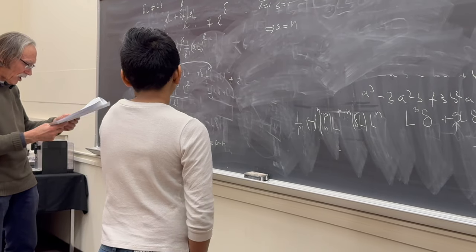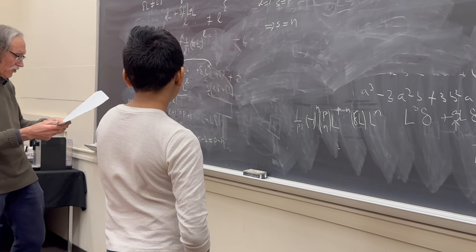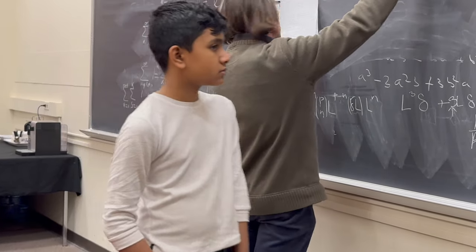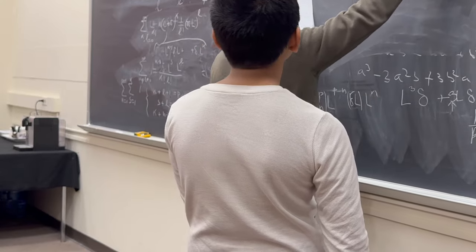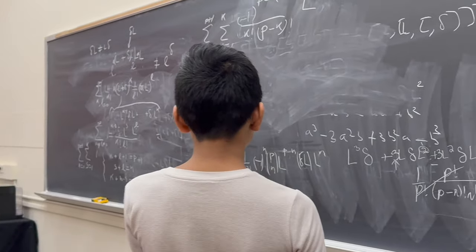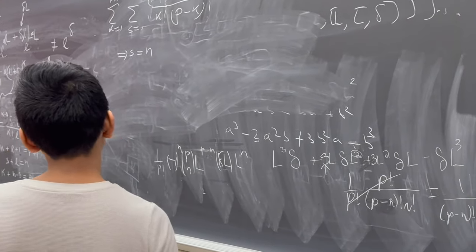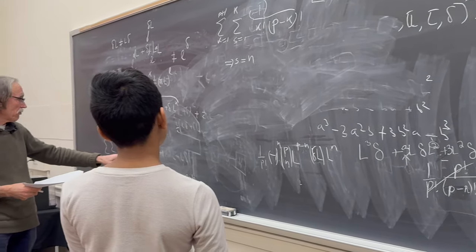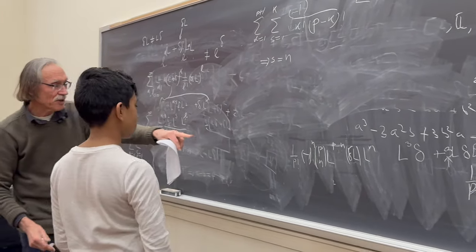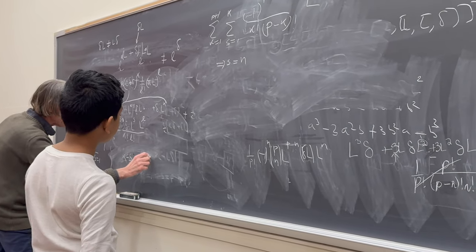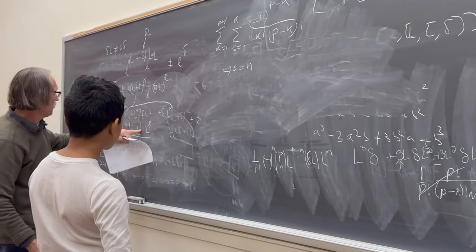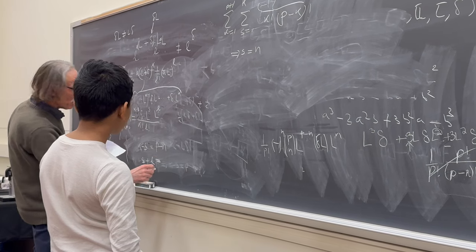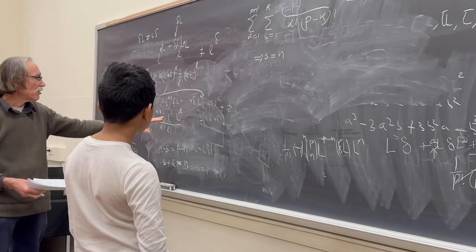So let me just look in my notes what I did. So I have here K minus S. That's what I have. I have S. And this should be L to the power S minus 1. That should be the correct thing. S should be equal to P minus N, and S plus L should be equal to N. That is this equation.